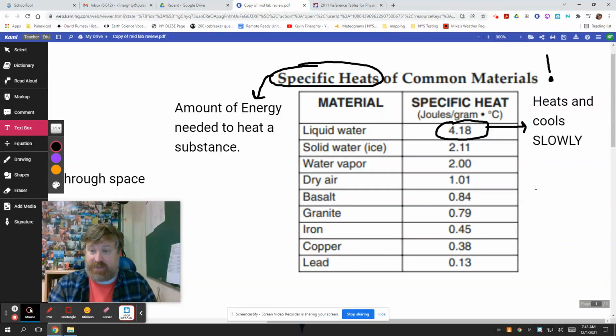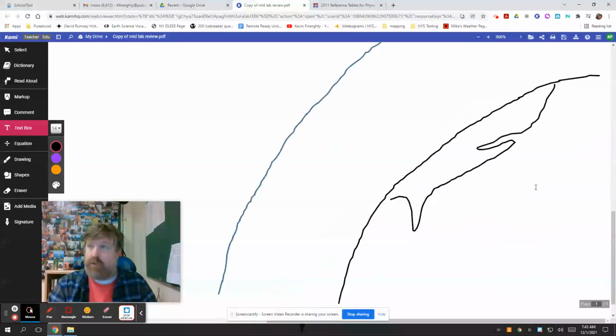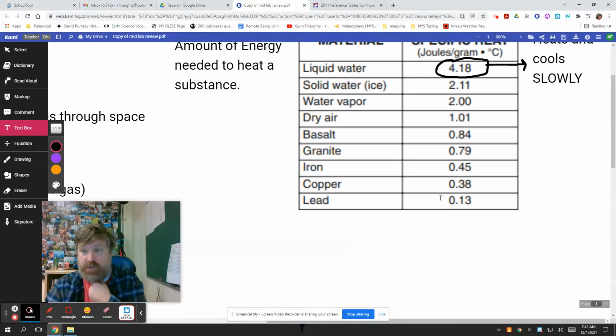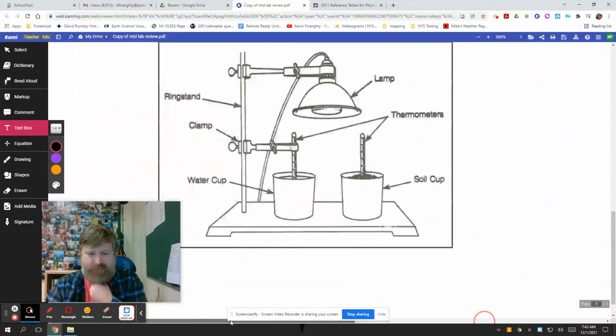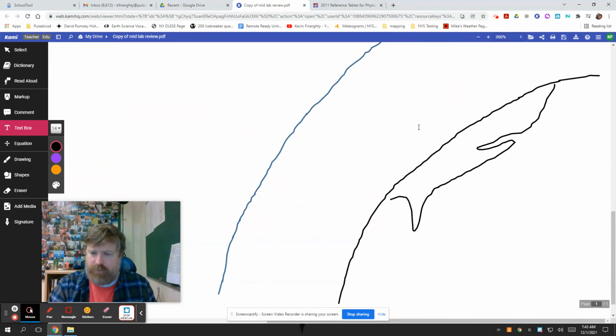Now, this is going to have a big effect on climates. This is where, if you get into labs with lessons D and E, you're going to have to really think about this land versus water thing. And if water heats and cools very slowly, what does that mean? We'll skip that part over there. We don't need to write anything over there.